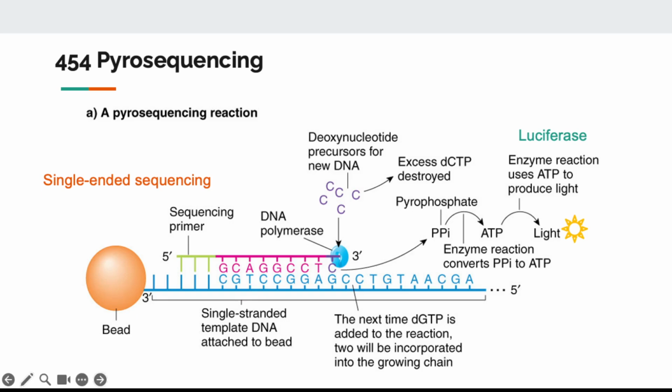So in this case, if the template is a G, right, and you put in a C, then you get a polymerization reaction and you see the light. But if the template is a G, but we put in A instead, A wouldn't be incorporated, so you will not see any signal. You will not see any light from the reaction.